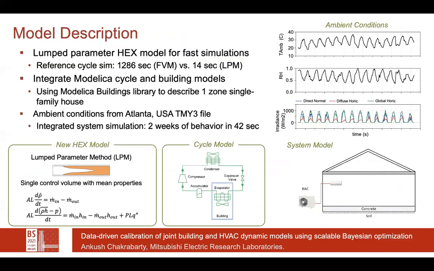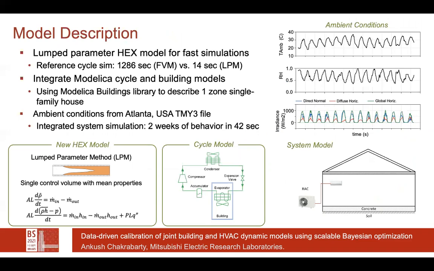We performed the calibration task via simulations in Modelica. We used lumped parameter heat exchanger models for fast simulations. As a reference, typical finite volume methods use about 1200 to 1300 seconds for the simulation we do, whereas with the lumped parameters, we can do it in 14 seconds. So that's two orders of magnitude speed up.